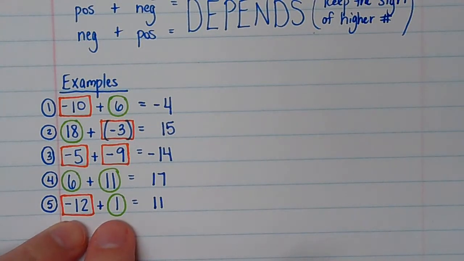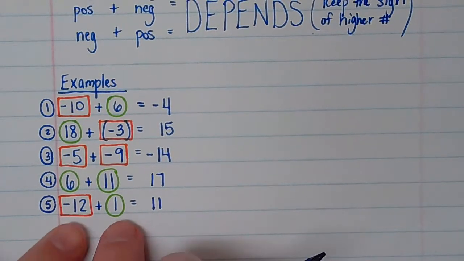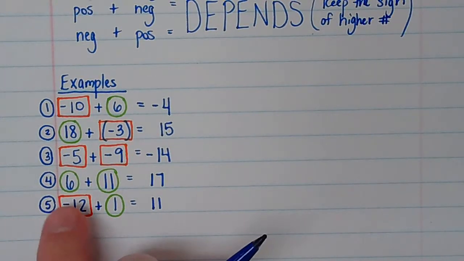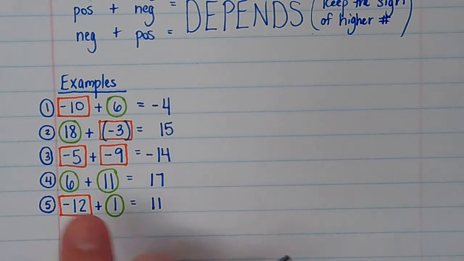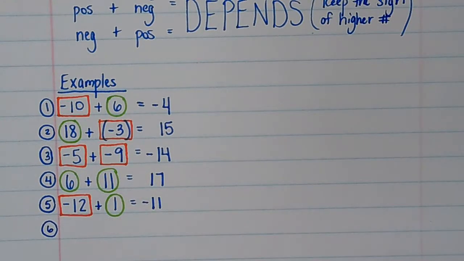This one's 12, this one's 1. Is 12 bigger or is 1 bigger? Remember, don't worry that it's negative 12. That doesn't matter at all. I'm just looking at the number. So which one's bigger, 12 or 1? Well, 12 is obviously bigger than 1. And since 12 is bigger, it's negative. My answer has to be negative.